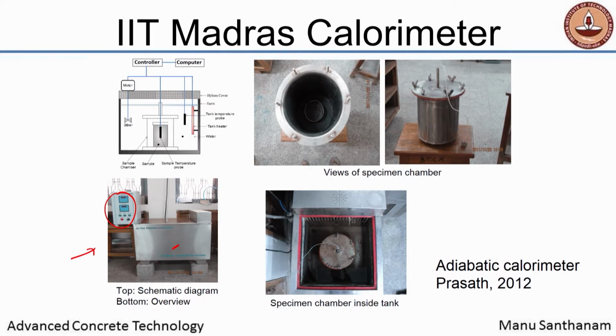Here you have the top view of the water tank, which is shown, and that is the specimen chamber or sample chamber that is sitting inside, completely immersed inside the water tank. Again, this is a better view of the sample chamber. What is the difference between a sample and a specimen? When do you call something a sample, when do you call it a specimen? Specimen is something which has definite dimensions. For example, you have a cube or a cylinder, it is a specimen. But if you have fresh concrete, you take a scoop of it, it is a sample.